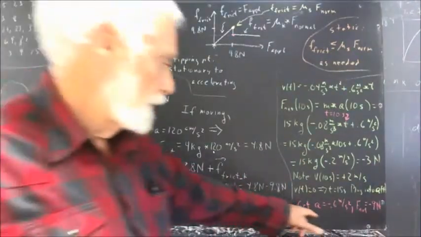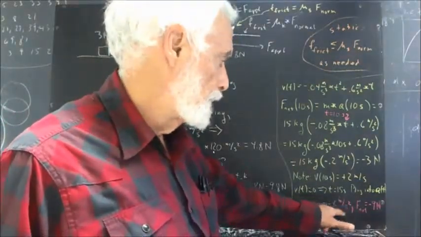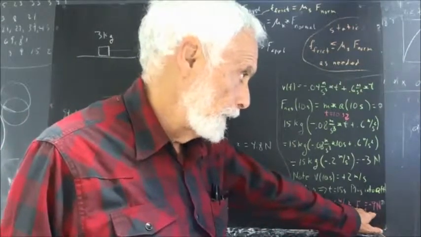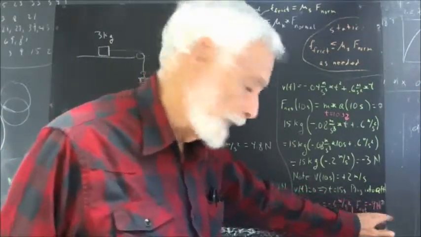So I just added a note here. You get acceleration negative 0.6 meters per second squared at t equals 15 seconds. Net force negative 9 newtons. I think I might have said negative 6 earlier, but it's negative 9 newtons.